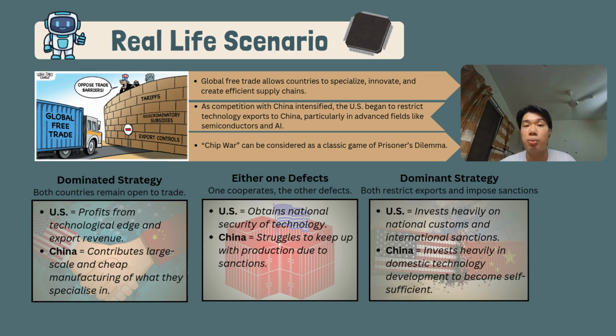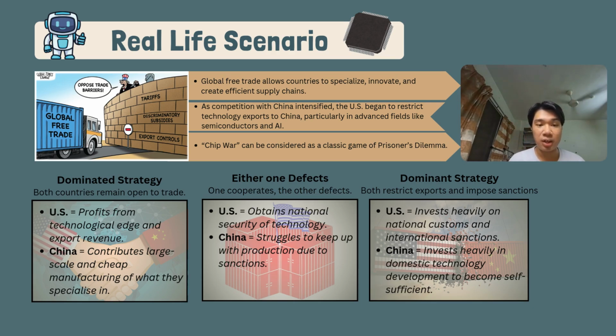If both countries were to cooperate and keep trade open, they'd both benefit. The United States would profit from continued innovation and export revenues, while China would gain stable access to cutting-edge tech and continue expanding its production capabilities globally. However, if the United States defects by imposing trade restrictions while China cooperates, the United States gains a strategic advantage in securing its technology from potential rivals while still benefiting from China's open market.